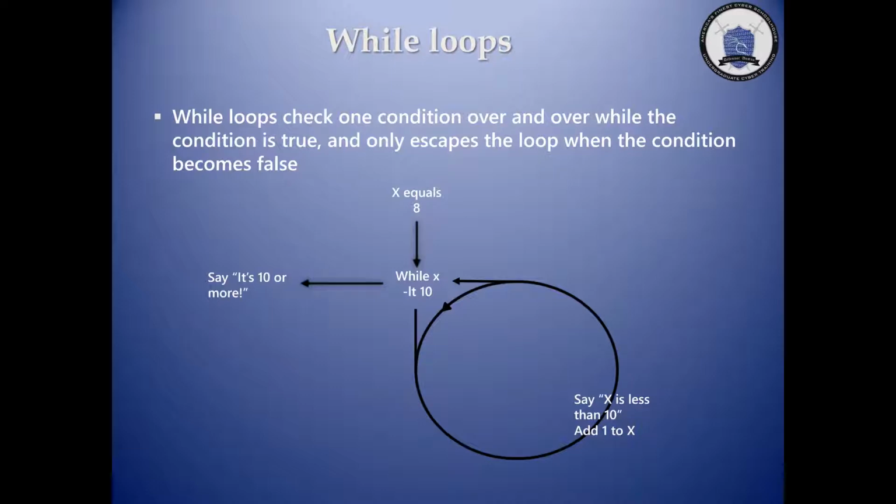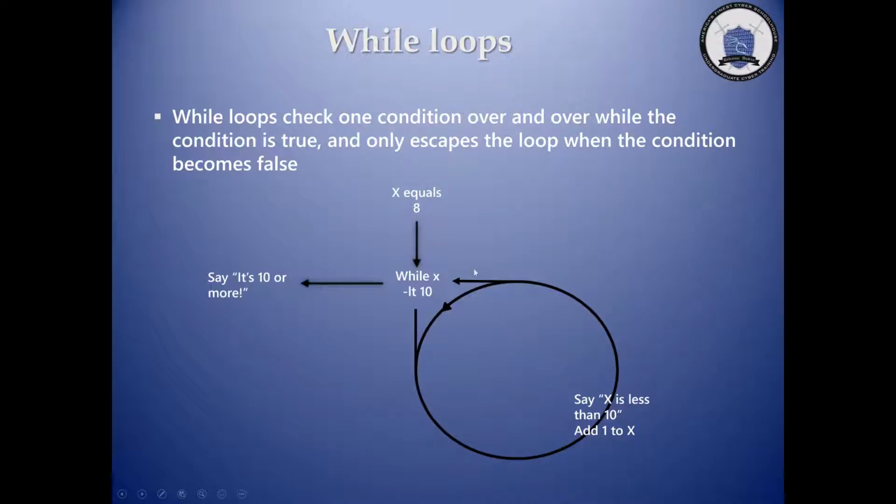So first, you initialize your variable, just like anything else. So at the very top, you're going to have a variable. In this case, we're going to initialize our variable x, and we're going to set it equal to 8. Then we're going to go into the while loop, right? And we're going to say, while this variable x is less than 10, we're going to do stuff.